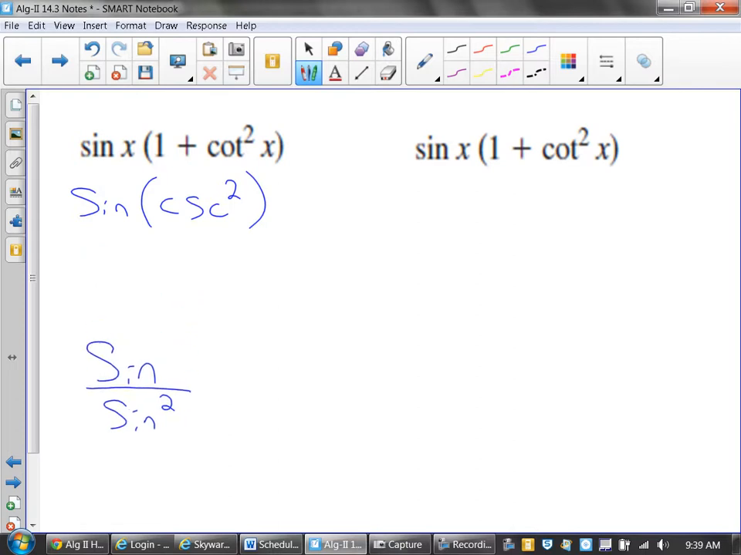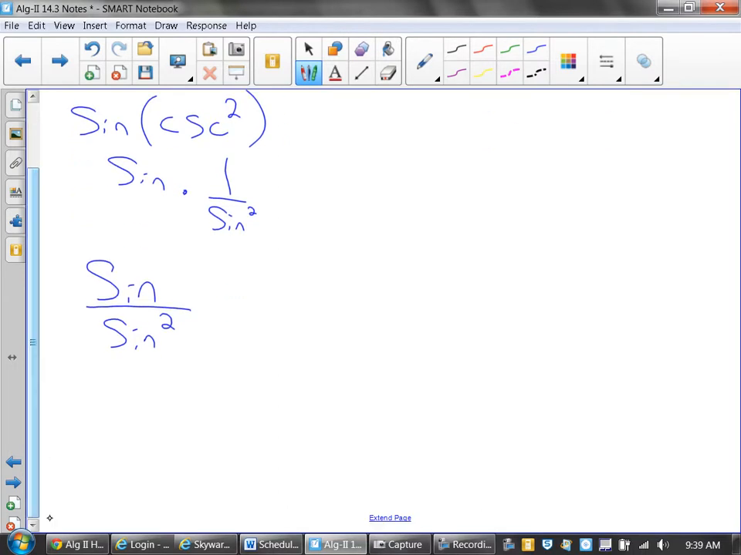Remember, how did I get cosecant? Oh, yeah. I'm using the identity. I'm using one of those identities. What simplifies? No, because how many sines do we have down here? Sine squared is sine times sine. Oh, yeah.